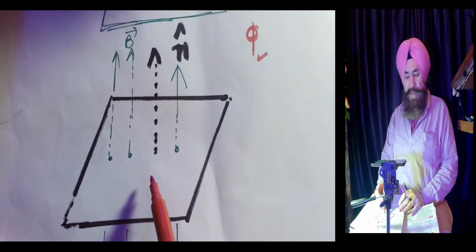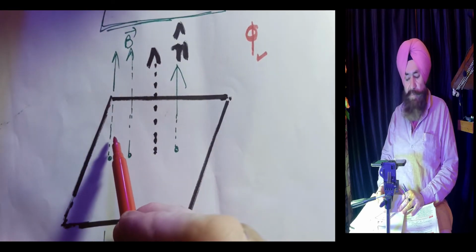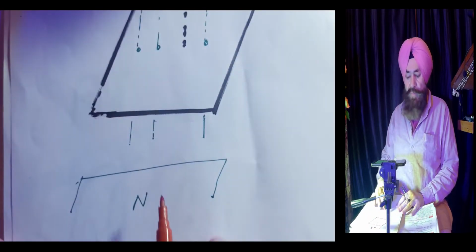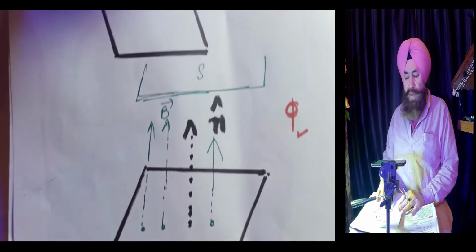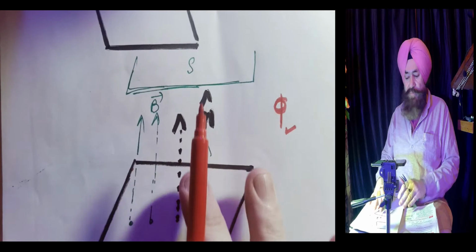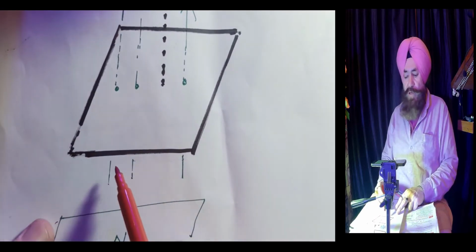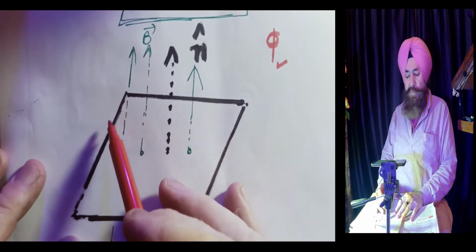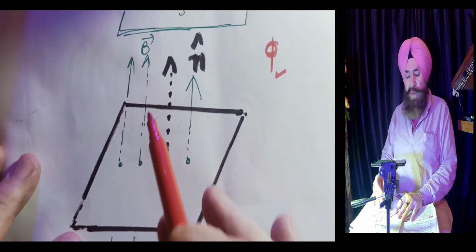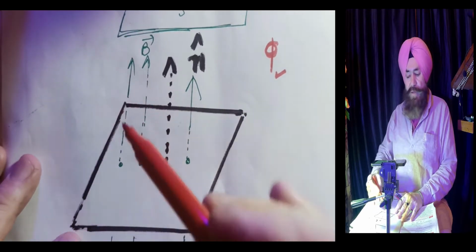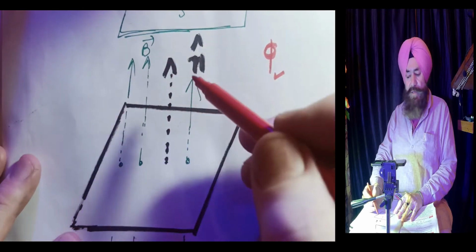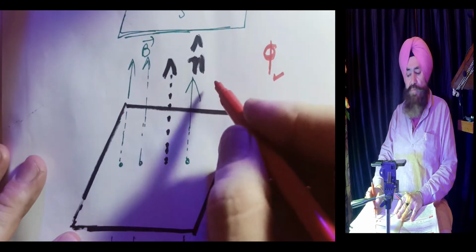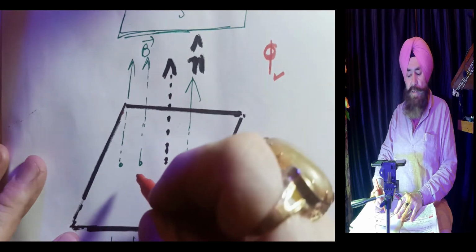And magnetic flux is measured as the number of magnetic lines. Like you have the north pole of the magnet and the south pole of the magnet. Then from north to south you have the magnetic lines. Then there is some area between the magnetic lines, and those lines are crossing, like this line is crossing, this line is crossing. Magnetic flux means how many lines are crossing the area.